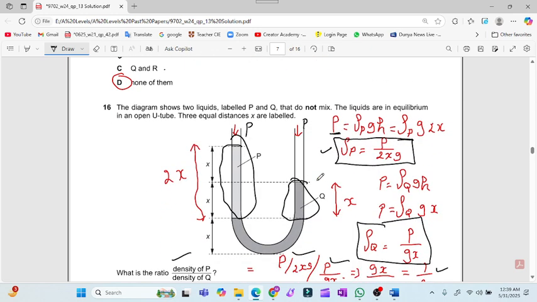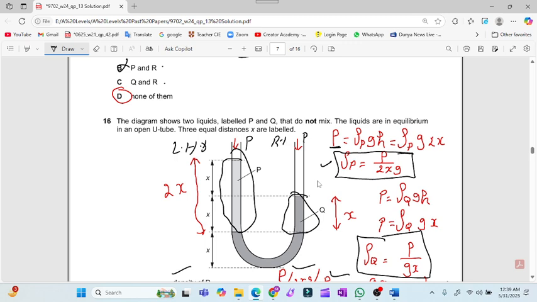Now question number 16, the distance traveled. These are questions related to the manometer. The manometer is no more in the O-levels syllabus. Both ends of the tube are open, so it means that the pressure on the left hand side of the tube is equal to the pressure on the right hand side of the tube.